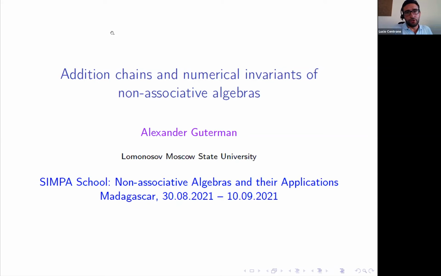Toward addition chains and numerical invariants of non-associative algebras.